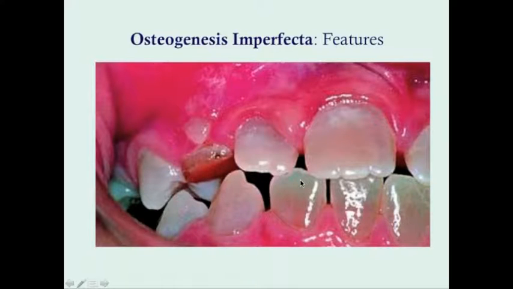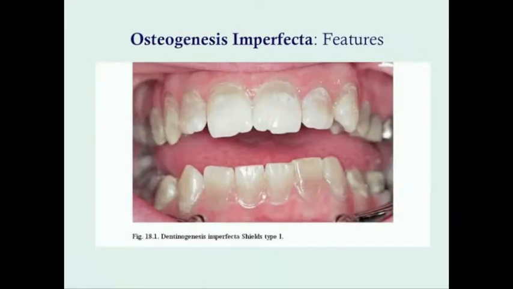It almost appears sort of porcelain-like. This is very mild dentinogenesis imperfecta, and you look here, you can see it sort of along the gum line.